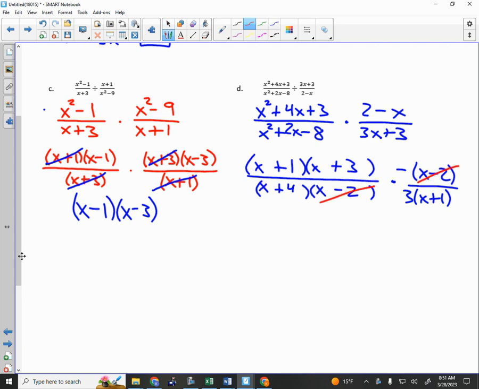X minus 2's reduce. X plus 1's reduce. And then this is sometimes where people make mistakes. You got to be neat and organized and work so you can see what's left over. I do have a negative up top, so it's a negative quantity x plus 3. And then in the bottom, I have a 3 here, so it's 3 times x plus 4. So it's very easy for people to forget about some of those little pieces that are sitting around. And that's that.